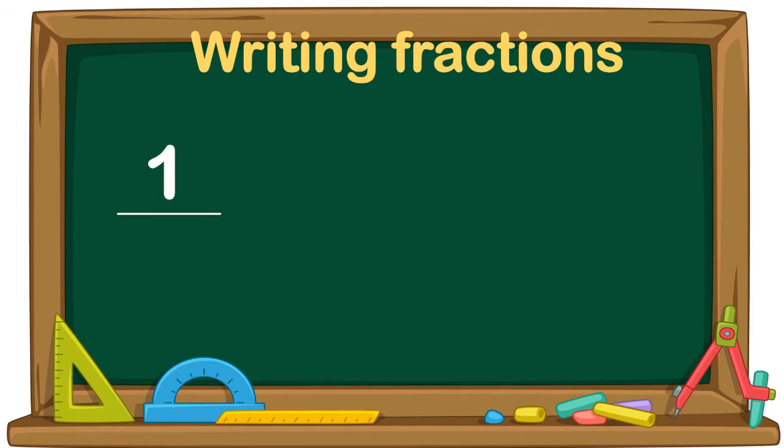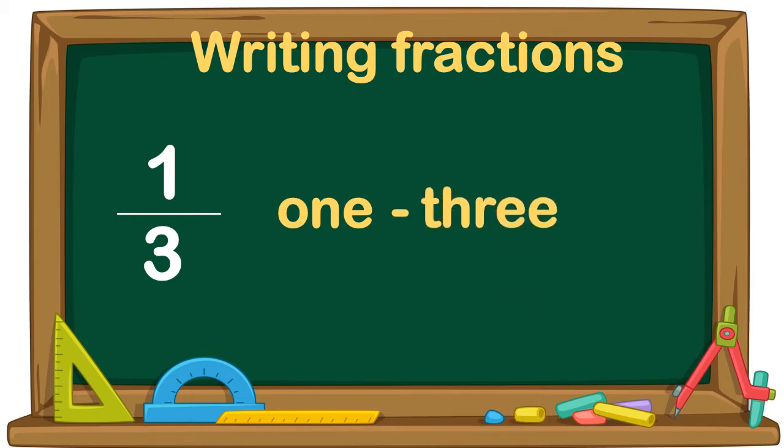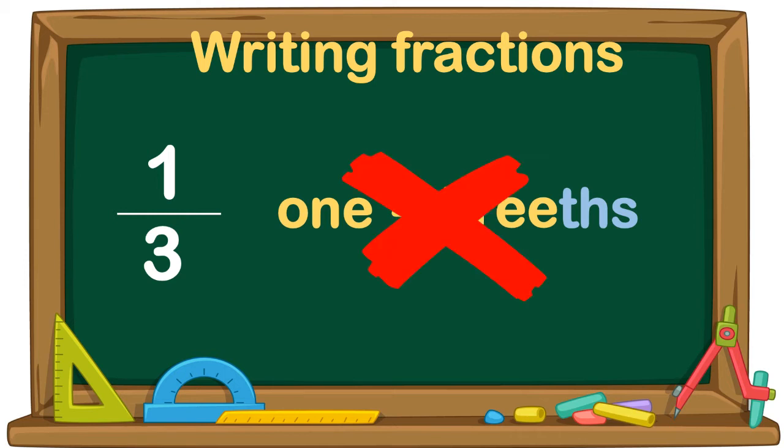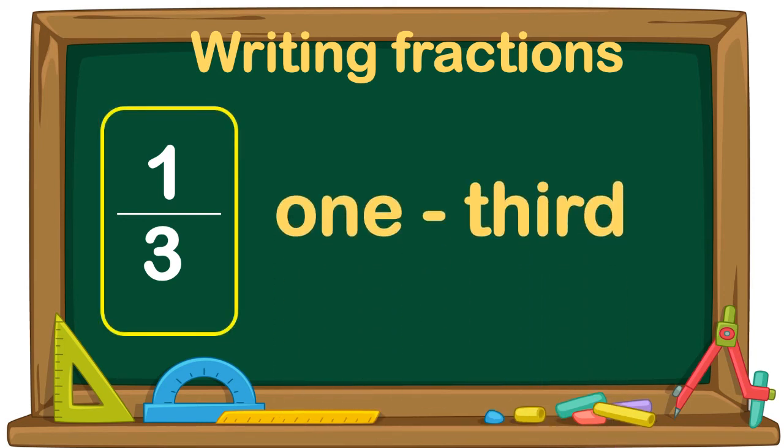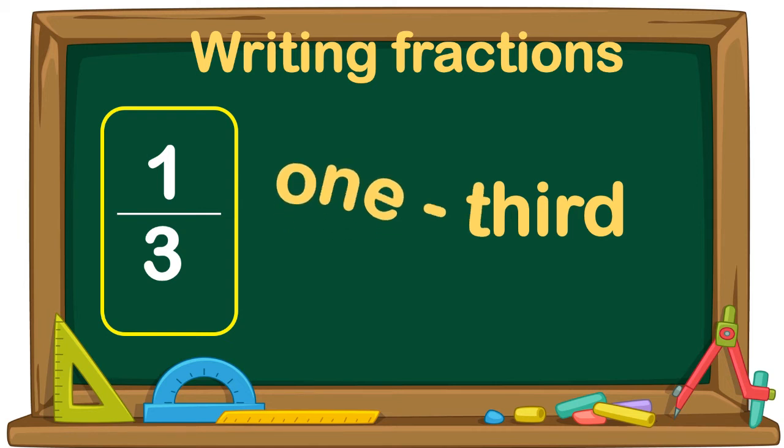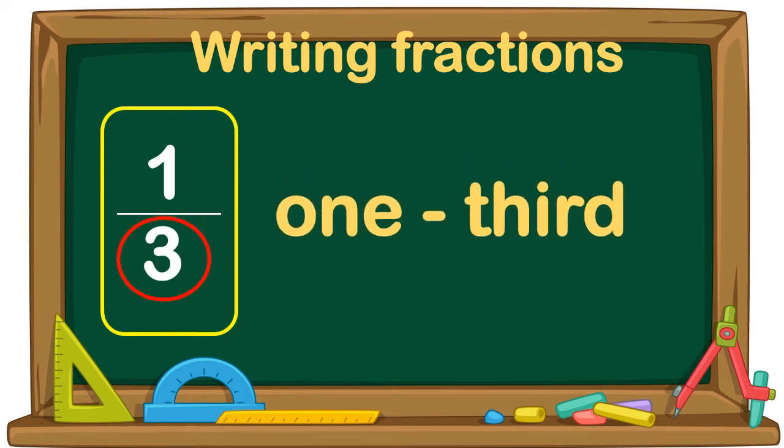One more special fraction. I have number 1 and number 3. So I write one three. Then I add THS. One more time, this is wrong. When I have the number 3 down in this fraction, the right writing is one third. This will happen when the number 3 is down.